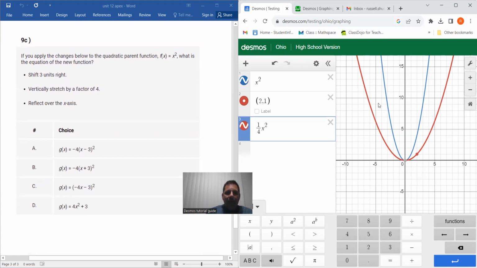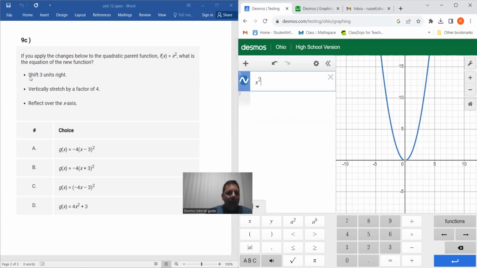Again, we have a parent function, x squared. And we want to do the following things to it. We want it to go to the right 3 units. We want it to flip or reflect over the x-axis, so it'll be facing down or frowning at us. And we want it vertically stretched by a factor of 4. So we can just start putting these various things in there and seeing if it does what it's supposed to do.